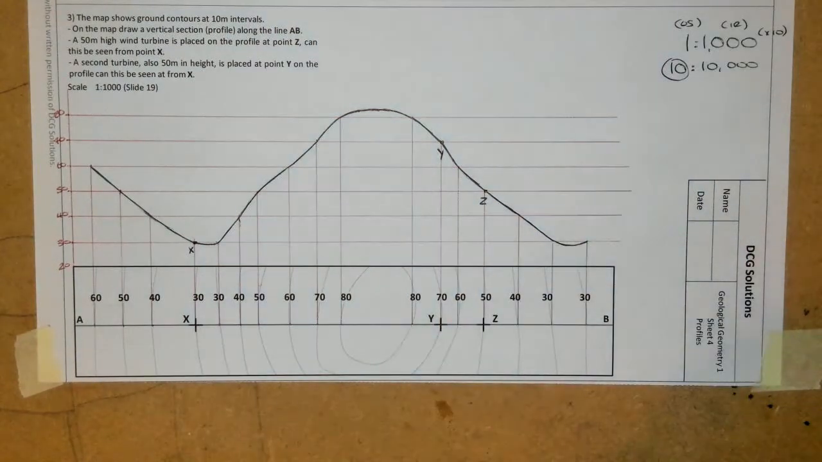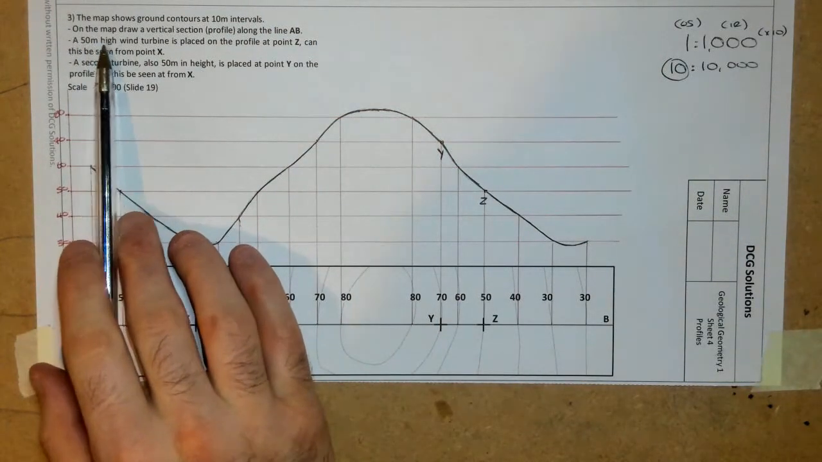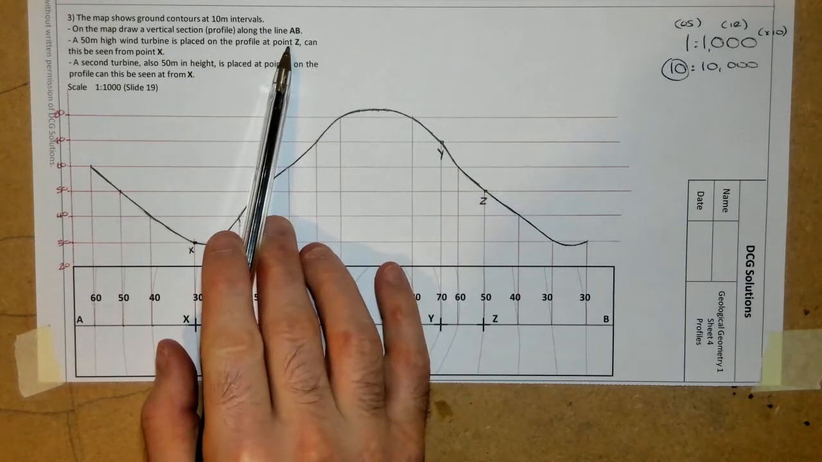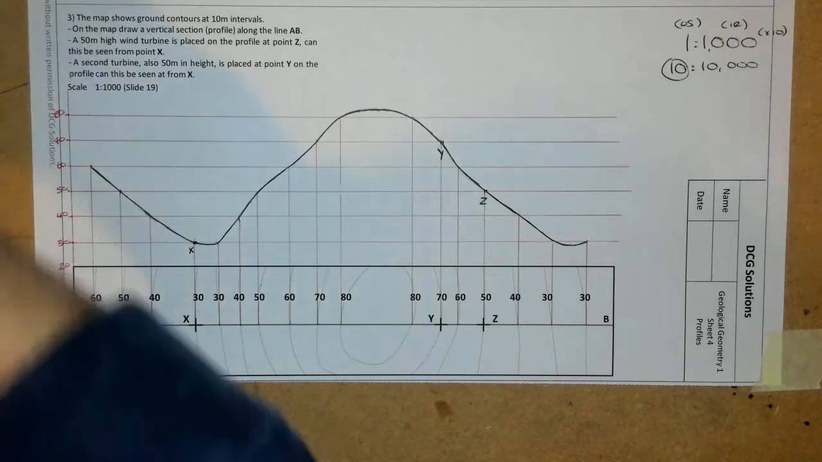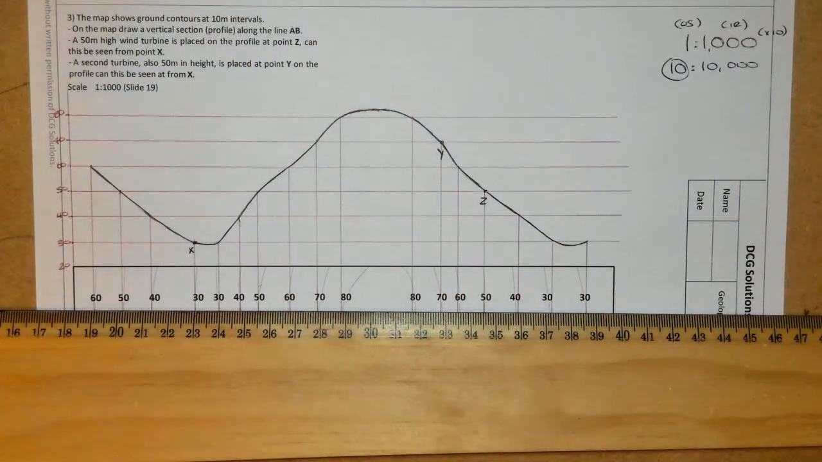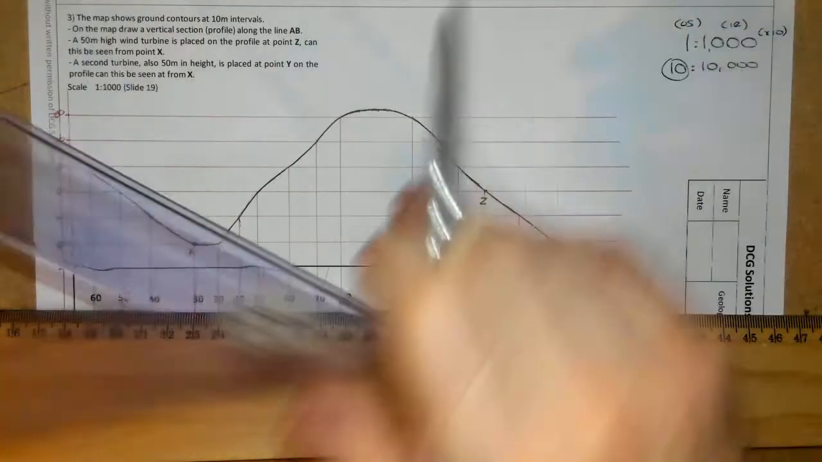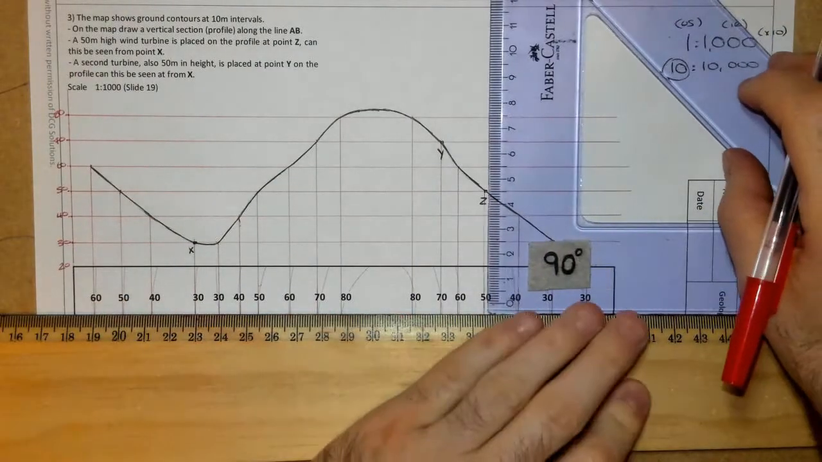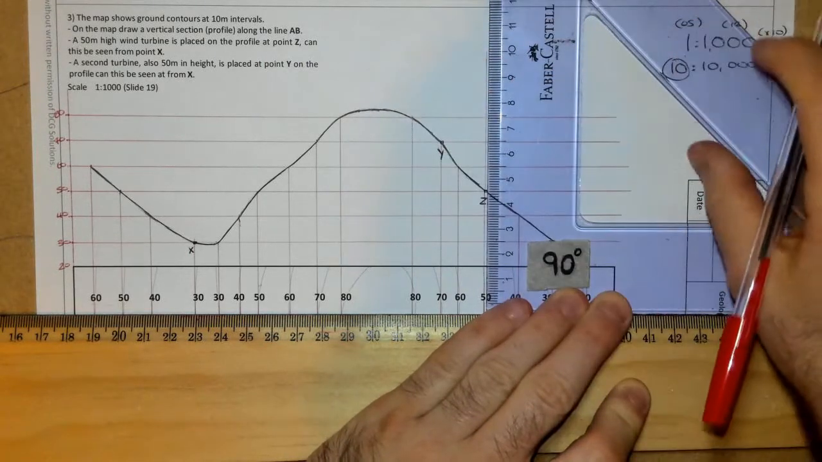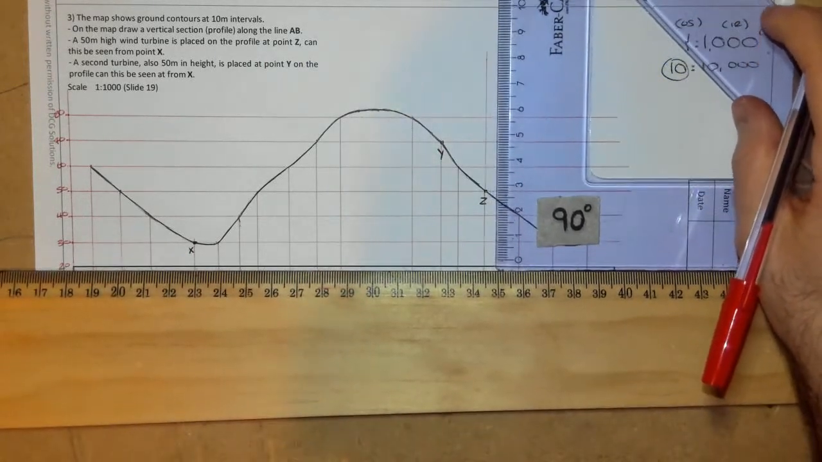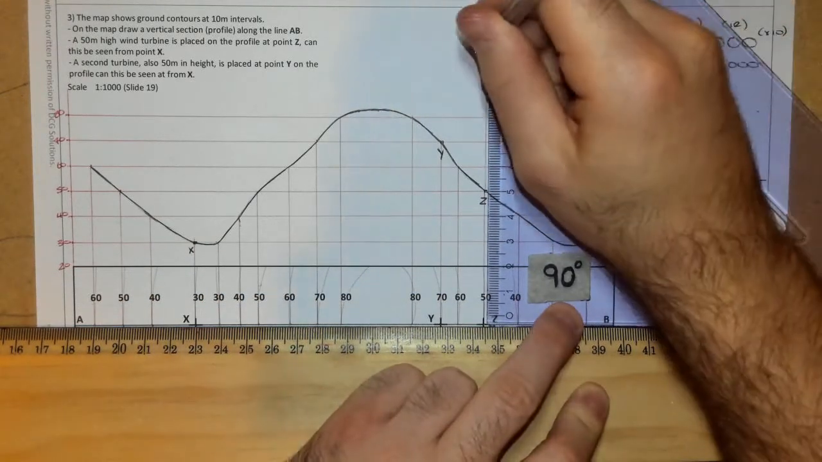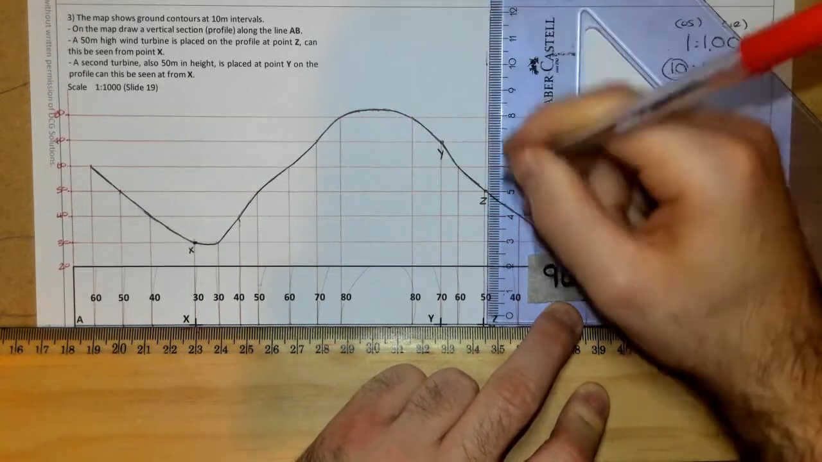Okay, so the question is, a 50 meter high wind turbine is placed on the profile at point Z. Can this be seen from X? So what we're going to do is put in the 50 meter high profile at Z. So from Z, we've got a wind turbine. I'm going to project up a line there, and on that line I'm going to mark a distance of 50 meters. So from Z, I'm at 5, 50 will be there. So 5 up to 10.